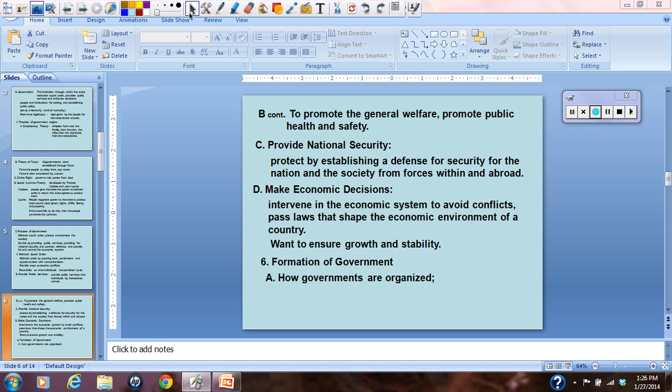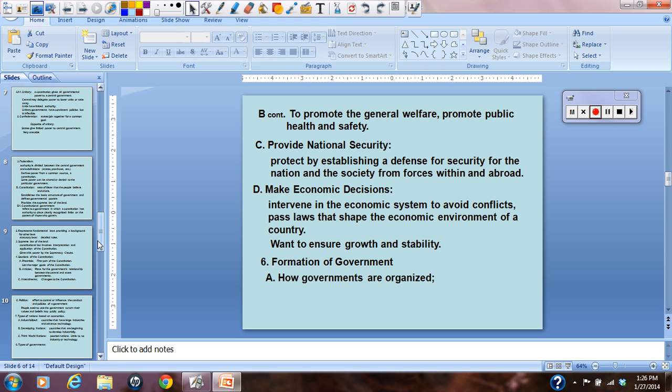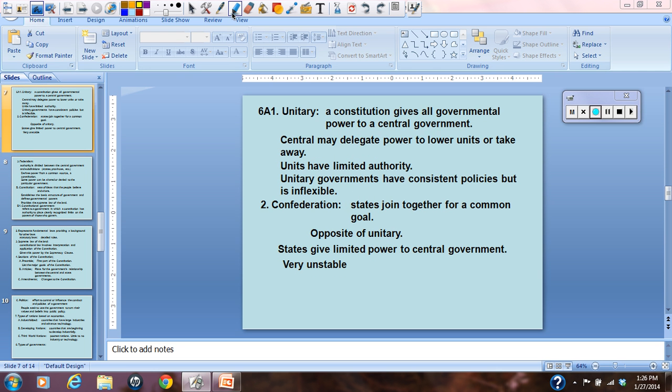Let's see. 6, 7. All right, so now, with this one, a unitary means all the power is given where? Central government. Okay, good. All the power is given to a central government, and the central government can do what? Delegate power to a lower unit. Okay, can delegate powers to lower units. Or take it away. Okay, or take it away. Now, again, you can draw it out. Okay, you draw it out.